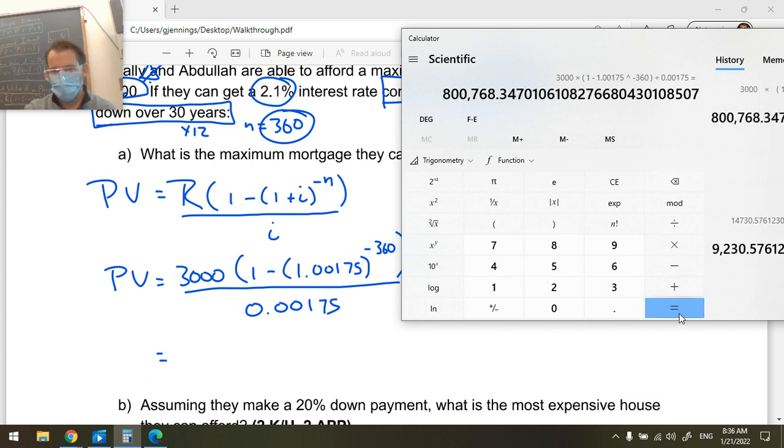There. That looks like the size of a mortgage, doesn't it? Aiden, where'd you get the 360 from? 360? Oh, 30 years, right? So how many payments? What's their number of compounding periods?